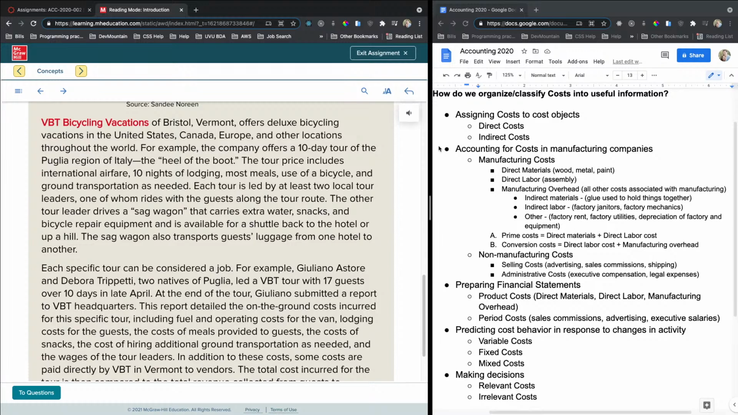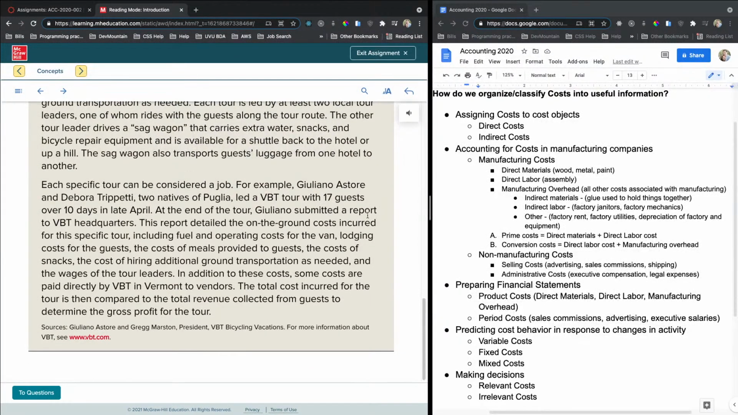Each tour is led by at least two local tour leaders, one of whom rides with the guests along the tour route. The other tour leader drives a sag wagon that carries extra water, snacks, and bicycle repair equipment and is available for a shuttle back to the hotel or up a hill. It also transports guest luggage from one hotel to another. Each specific tour can be considered a job. That makes sense, right? One 10-day tour. I mean, it would just be confusing to split that up each day.